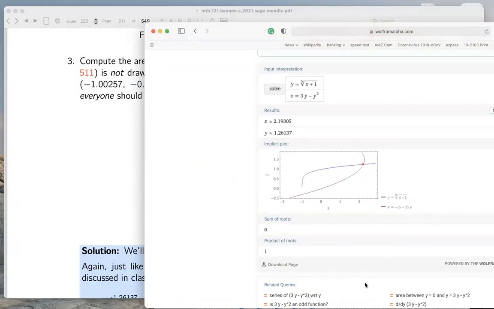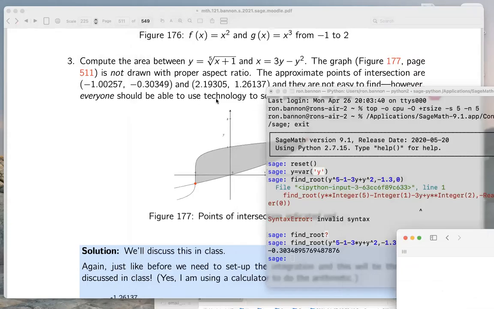Well, how many software packages did I use? I used Grapher. It had a tough time finding that smaller one. And then I had to go to Sage. Sage was able to do it. And then I went to Wolfram Alpha, and Wolfram Alpha had trouble with it. It's going to happen to you. All right. So what am I going to do now? I did get the points of intersection. I did use Sage to help me out with that.